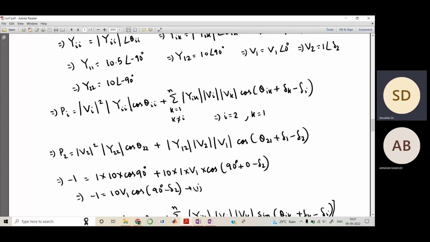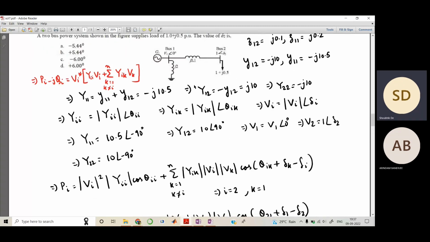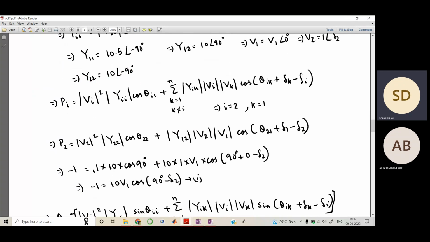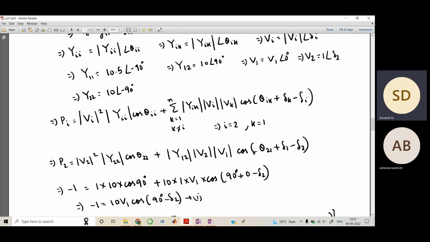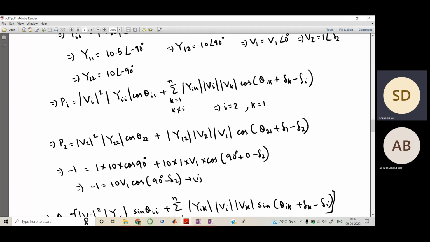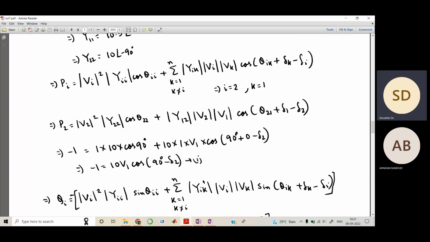Now when you place this, here I have broken it and written this equation only for this system. Once you know these terms, this equation becomes really very simple. So V2 squared, magnitude of it, it is 1 only. Y22 is 10 and cos of 90 degrees, which is 0. Your Y12 or Y21, it is 10. Your V2 is 1, V1 we don't know, and theta 21 we saw it is 90. Theta 1, you can clearly see, it is 0. So 0 and minus delta 2, delta 2 we don't know. Therefore, this becomes our equation number 1, right?